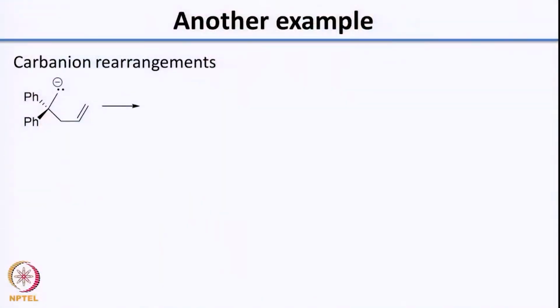Now you have probably studied several carbocation rearrangements. Carbanion rearrangements are not as common. So suppose you have a carbanion like this, and can you push arrows to think of what could be a rearranged product for this? Again, you can press the pause button if you want and try to work out this problem yourself. So let us see if you have the answer correct.